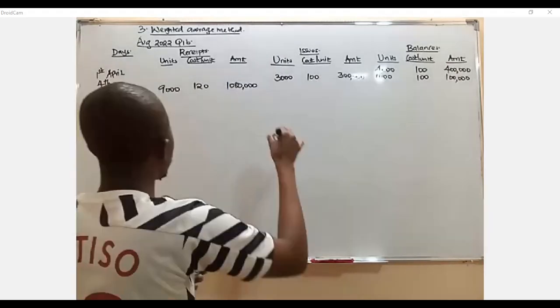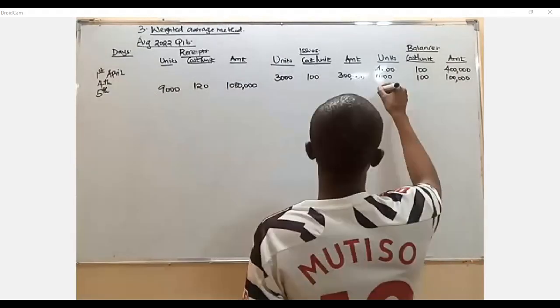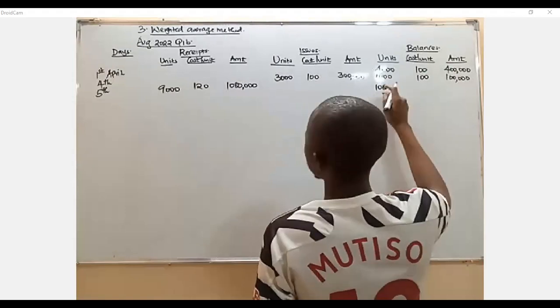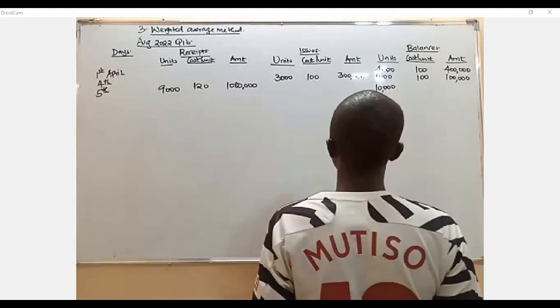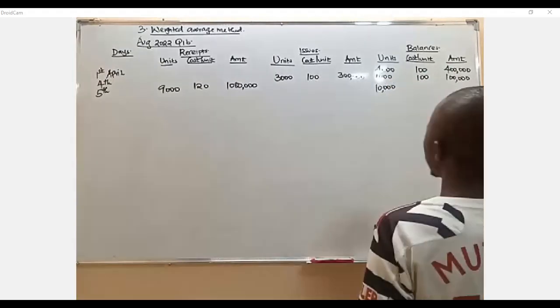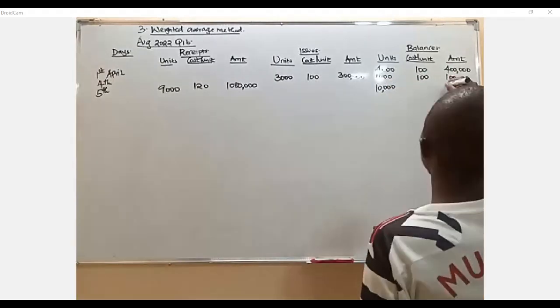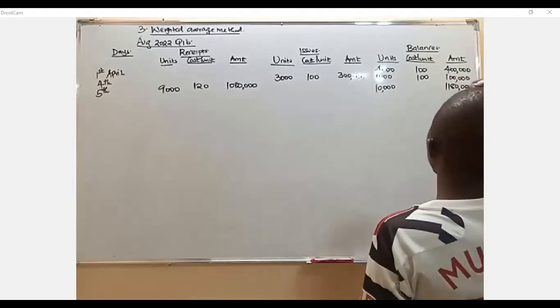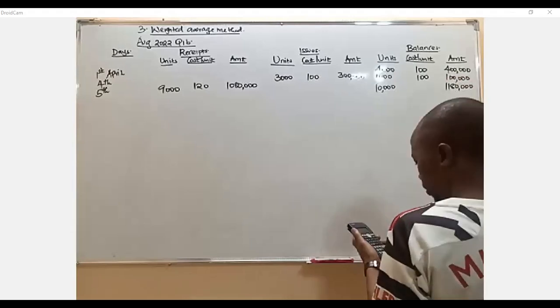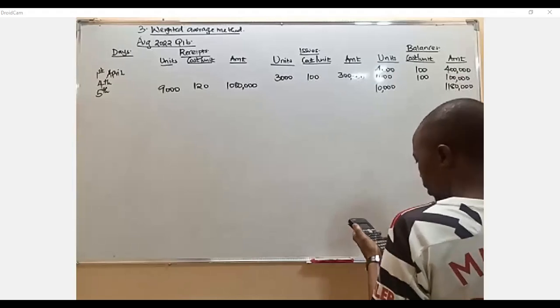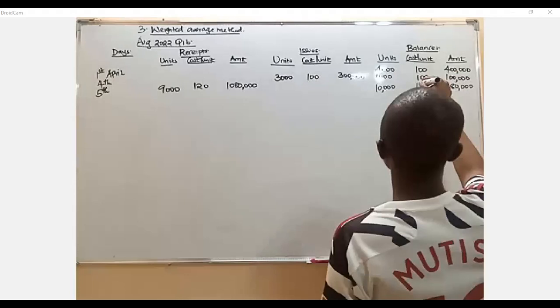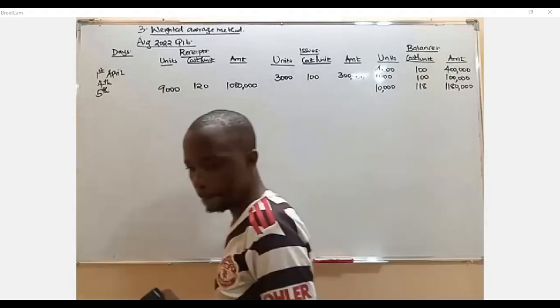1,180,000. Take them to store. Once you had, here you're getting 10,000. Then the balance on the other side will be how much? 1,180,000. When I divide by 10,000, I'm getting 118.